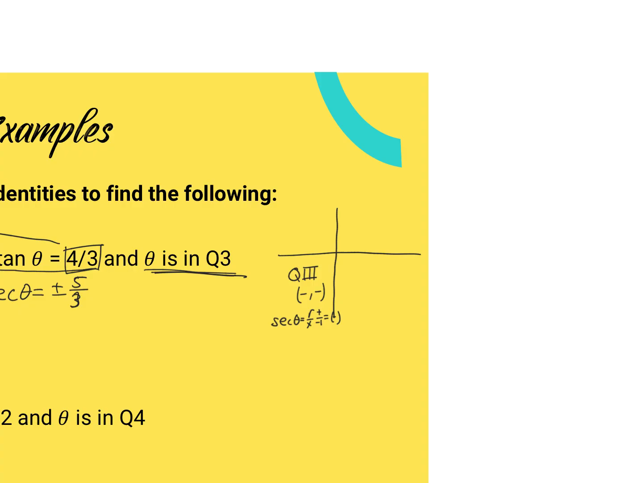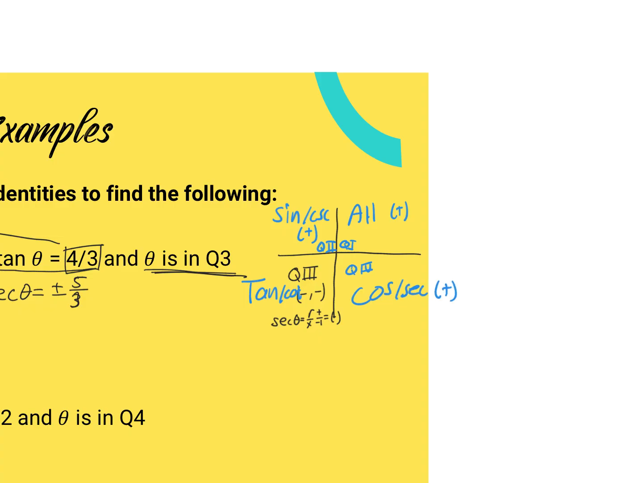That's why I typically will just show you guys that in the first quadrant, all of the trig functions are positive. So everything is positive. In the second quadrant, only sine and its reciprocal cosecant are positive. And in the third quadrant, only tangent and its reciprocal cotangent are positive. In the fourth quadrant, only cosine and secant are positive.